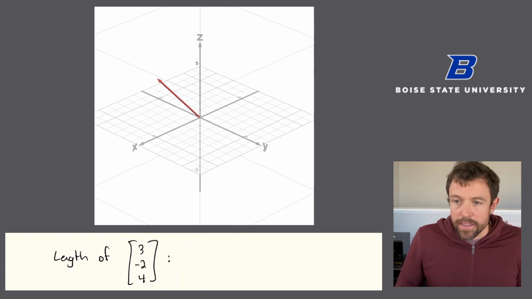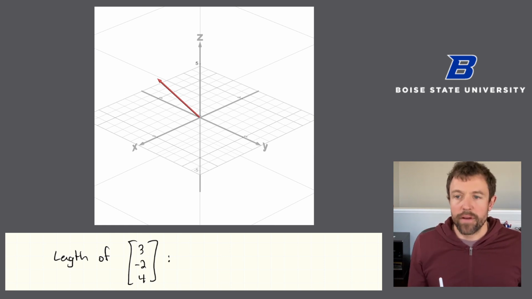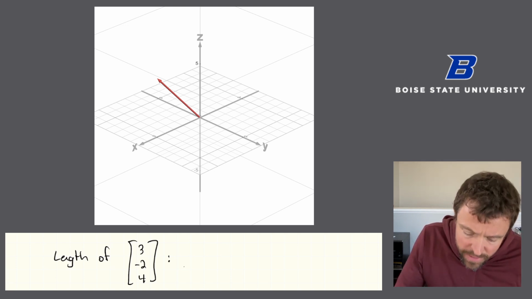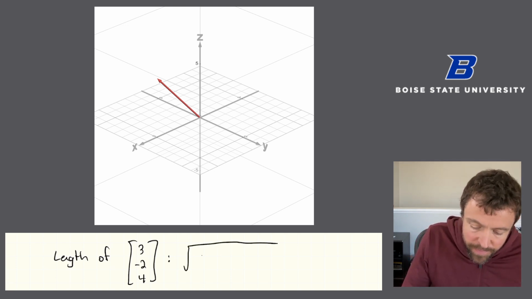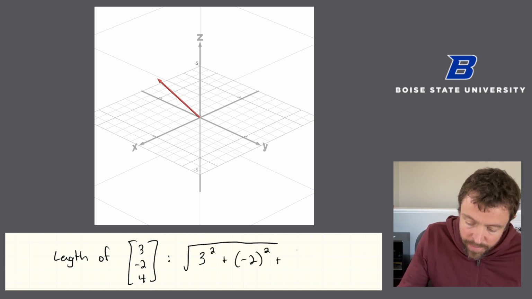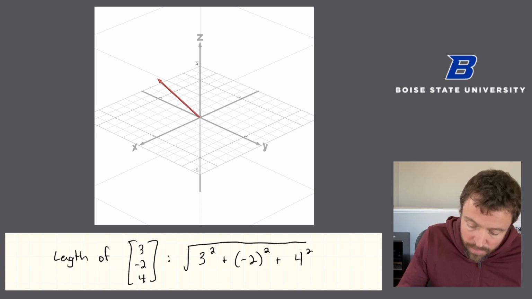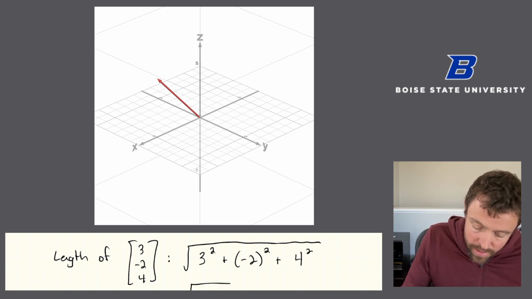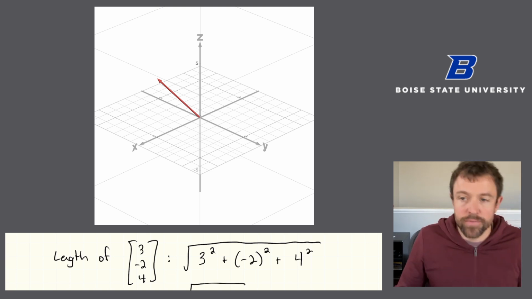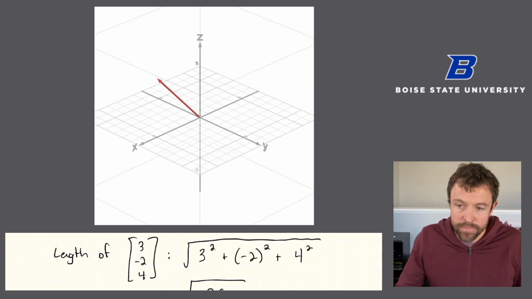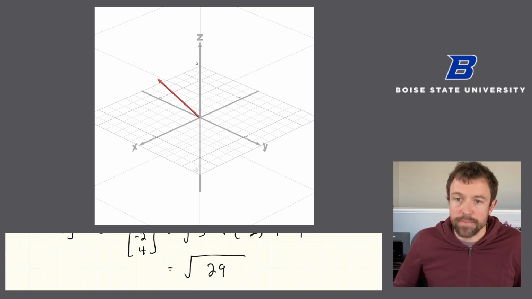And the way you calculate this, if you haven't seen this in a while, you can actually derive it by drawing some lines. I'm not going to do that, but you have this extended version of the Pythagorean theorem where you square each entry, add them all up, and take the square root. And so we end up getting the square root of 29, a number between 5 and 6. Didn't quite fit these onto the same screen. Okay. So that's length in R1, R2, and R3.